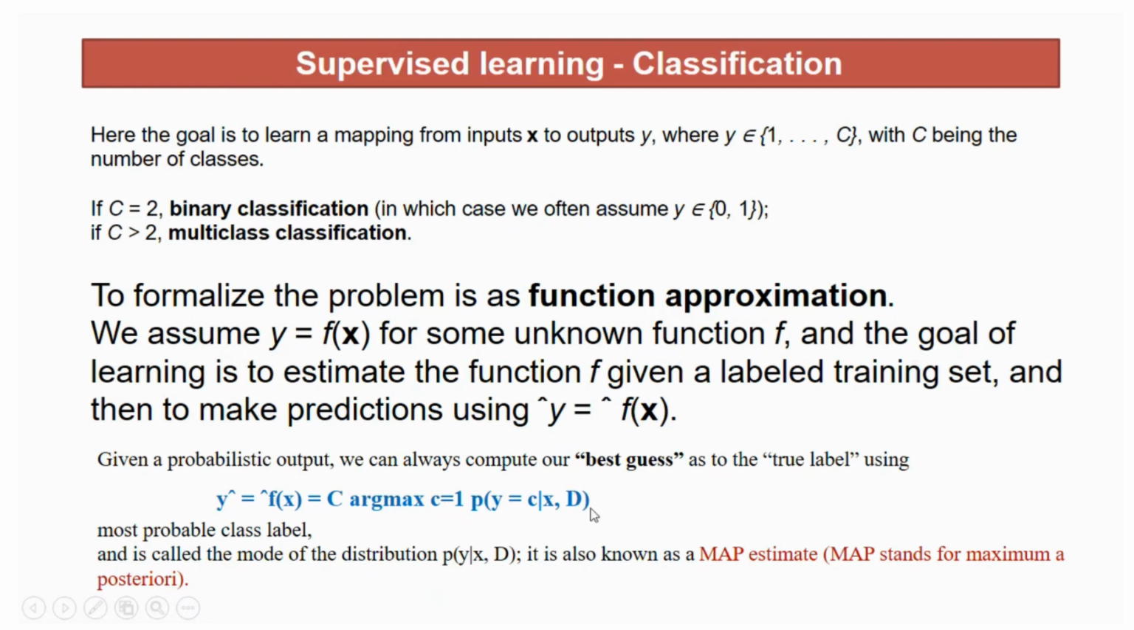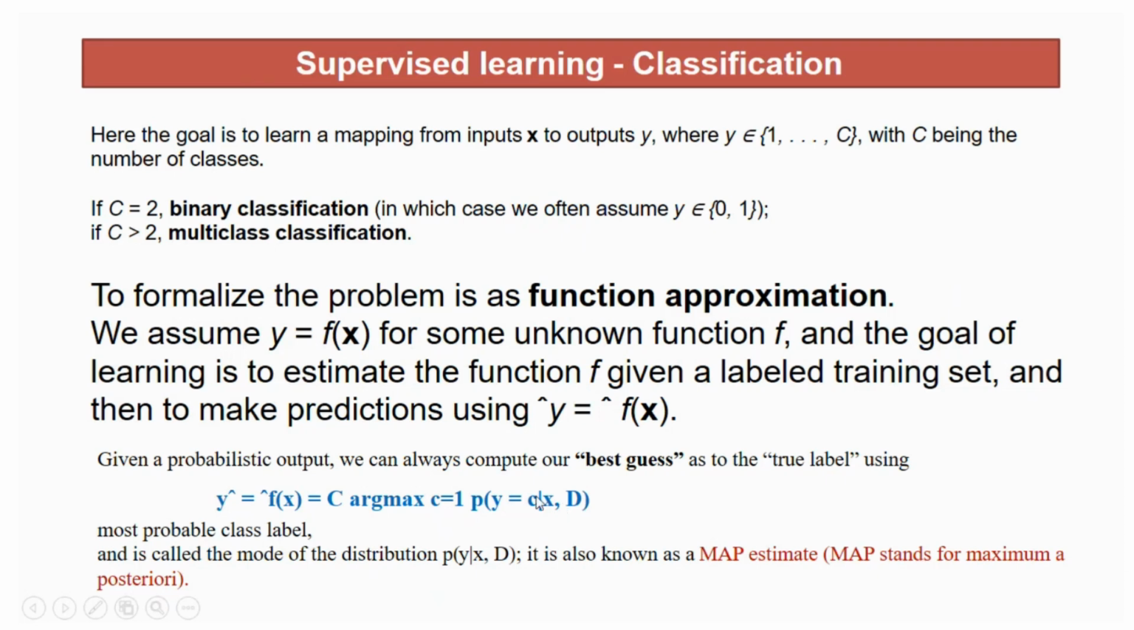This is how function approximation is used to map input to the output. It is also known as maximum posterior probability, a MAP estimate. The problem is always a posterior problem. We need to maximize the posterior probability.